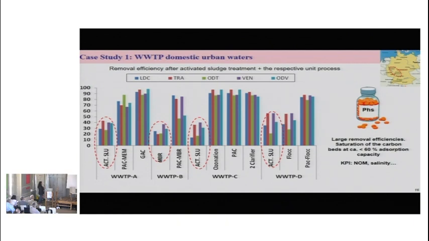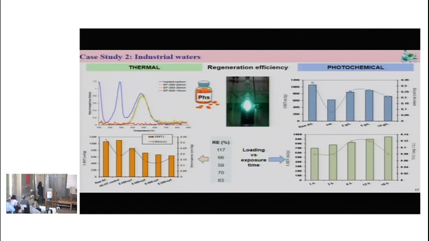Of course, there is a lot of work to carry out on some other important parameters like the salinity, depending on where the water is coming from, where the wastewater treatment plant is located, and also the nature of the organic matter, which may decrease the efficiency of these materials. Another case study was what we would do with the carbons when they are saturated. We have to treat them, and this is a big issue because it actually represents 90% of the cost of the technology, which is really very high.